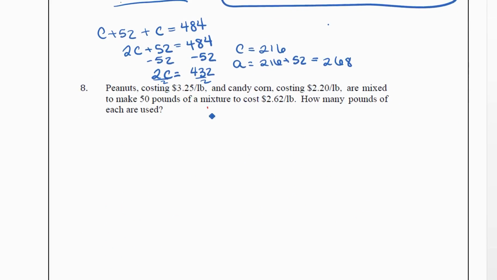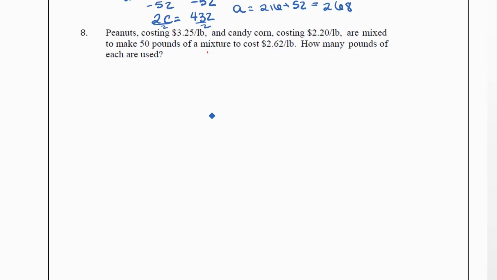Okay, let's go down to this next one. It says peanuts costing $3.25 a pound and candy corn costing $2.20 a pound are mixed to make 50 pounds of a mixture to cost $2.62 a pound. How many pounds of each are used? Okay, so here we have peanuts and candy corn.